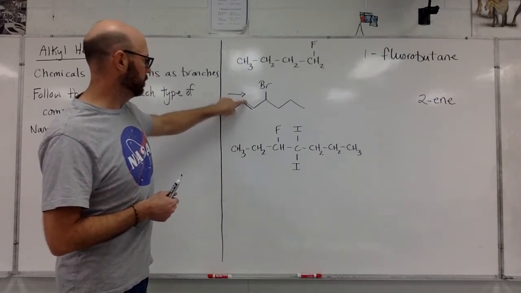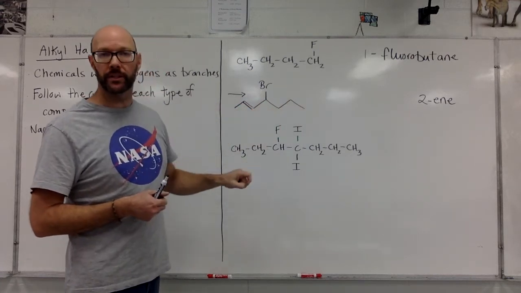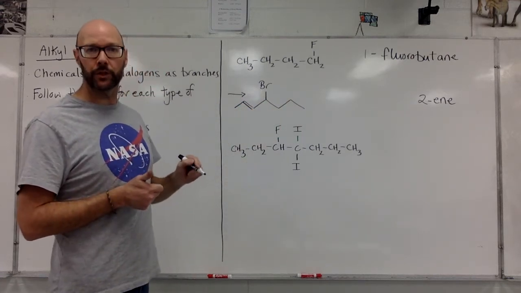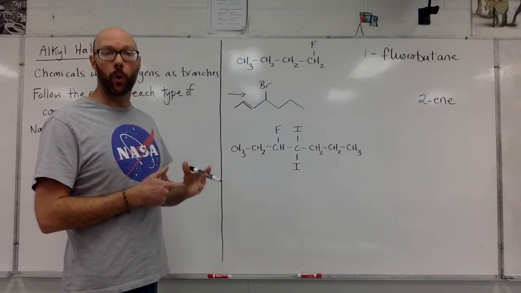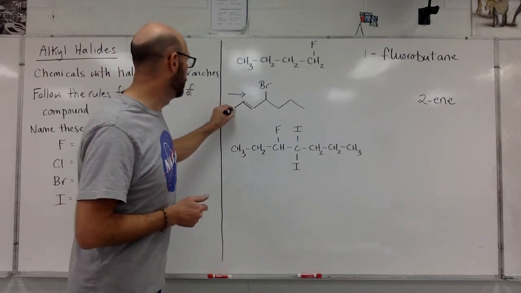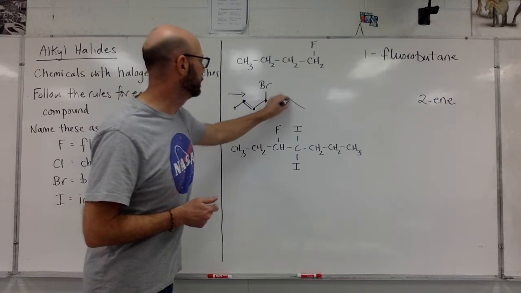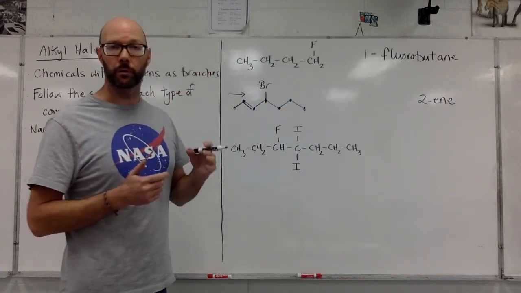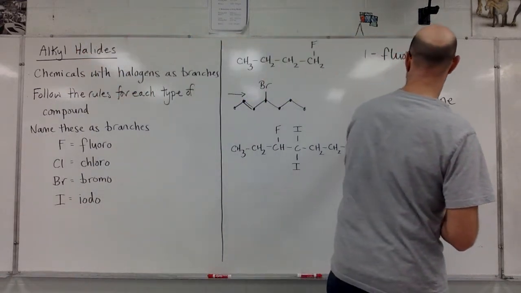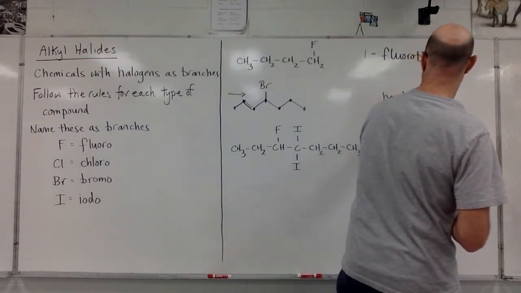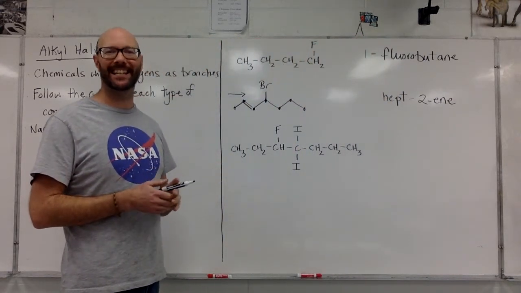Now, how many carbons in the chain? 1, 2, 3, 4, 5, 6, 7 carbons in the chain. Don't forget to count that first carbon. You might want to put dots on the ends of the lines or the corners to show those carbons. 1, 2, 3, 4, 5, 6, 7. So we're going to use a prefix for 7, hept. The parent chain here is hept-2-ene.